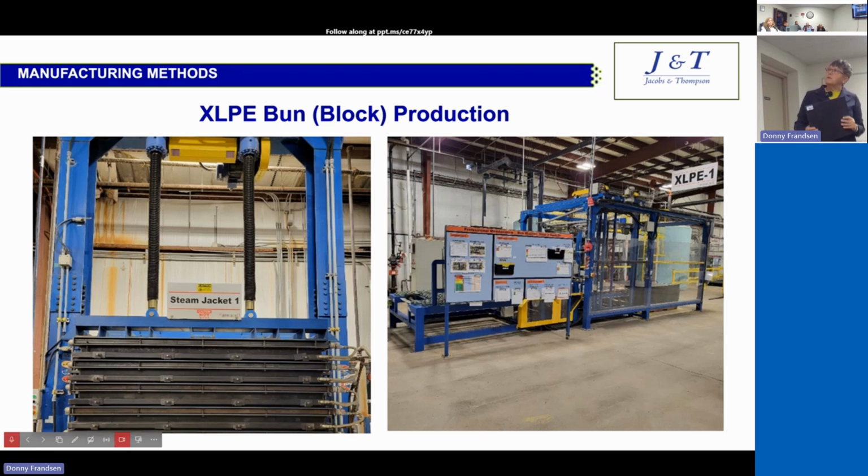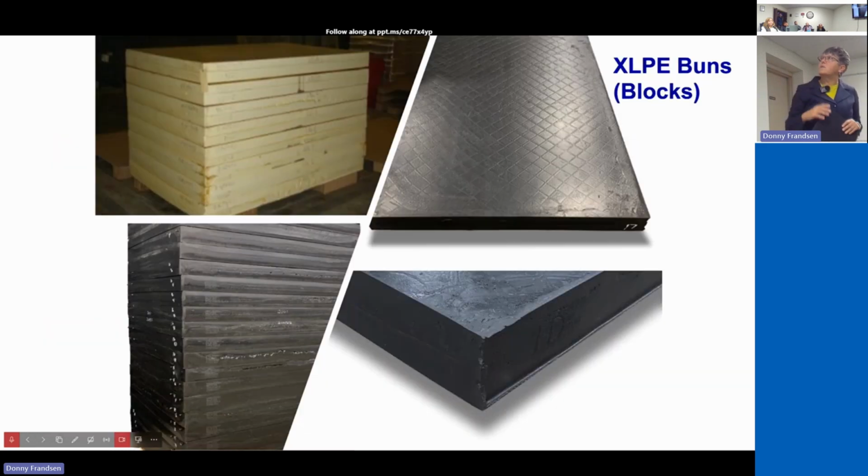So the cross-link buns, the plastic buns, are then expanded in the jacket, and then there's some cleaning going on, and this is what a cross-link bun looks like, which you all know because you're actually the experts.